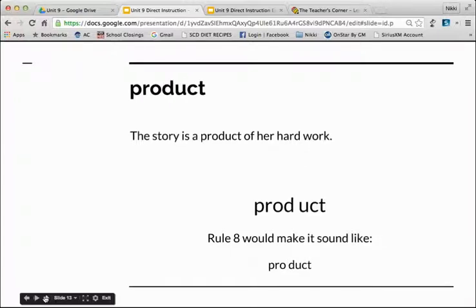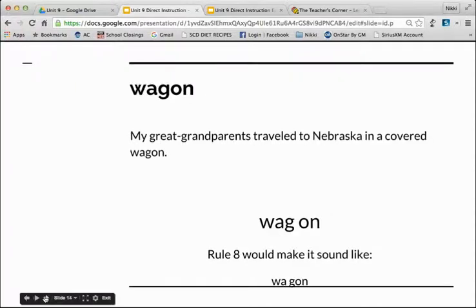Rob-in. Product. The story is a product of her hard work. Product. Rule 8 would make it sound like "pro-duct." That's not a word we're familiar with, so we say product. Wagon. My great-grandparents traveled to Nebraska in a covered wagon. Wagon. Rule 8 would make it sound like "way-gon." That doesn't sound familiar, so we split it after the consonant and make the first vowel short.